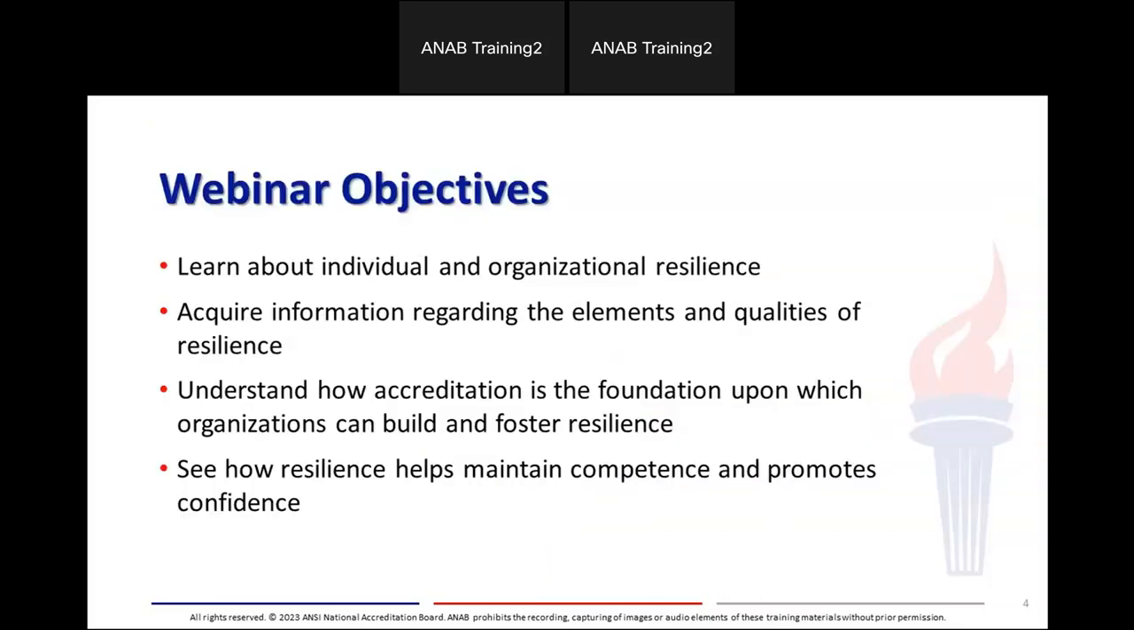So the webinar objectives for today are to provide you information so you can learn a bit about individual and organizational resilience, as well as acquire information regarding the elements of resilience and how these elements manifest as personal qualities of resilient people. Additionally, I'll present several accreditation requirements from ISO/IEC 17025 to demonstrate how accreditation and implementation of these requirements can provide a foundation upon which organizations can build and foster resilience. And finally, in the end, hopefully, you'll see how resilience helps maintain competence and promotes the confidence in a management system.